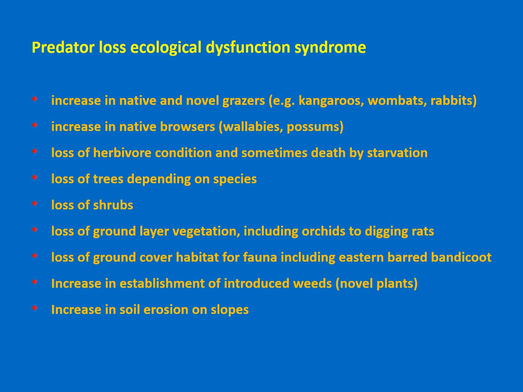What happens is what I describe as a predator loss ecological dysfunction syndrome, in which these symptoms occur. We get an increase in grazers and browsers and loss of herbivore condition, sometimes death by starvation, loss of trees, shrubs, ground layer, orchids, habitat for other fauna, increase in exotic vegetation and accelerated soil erosion.